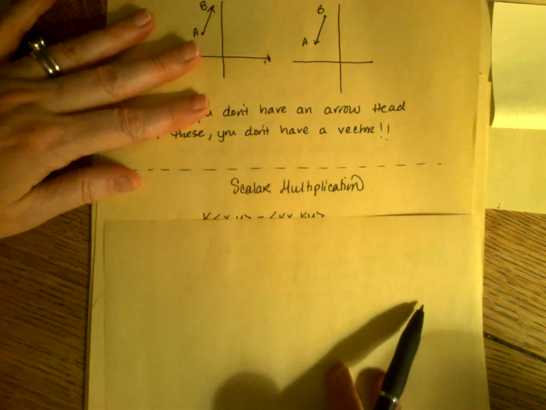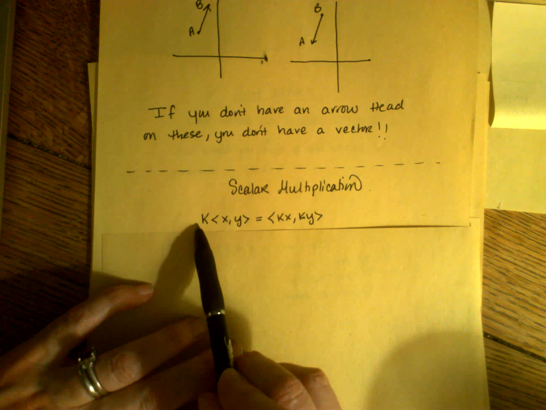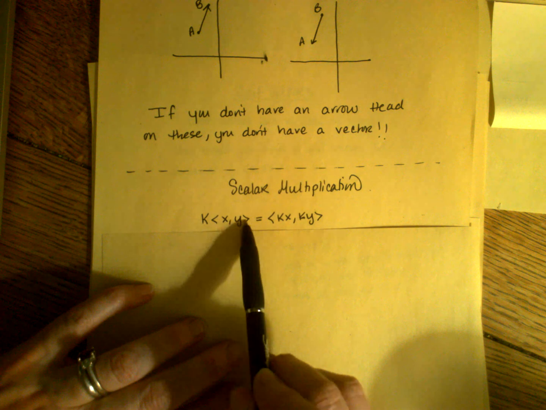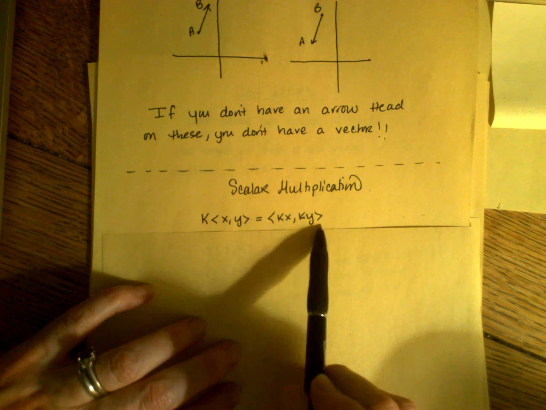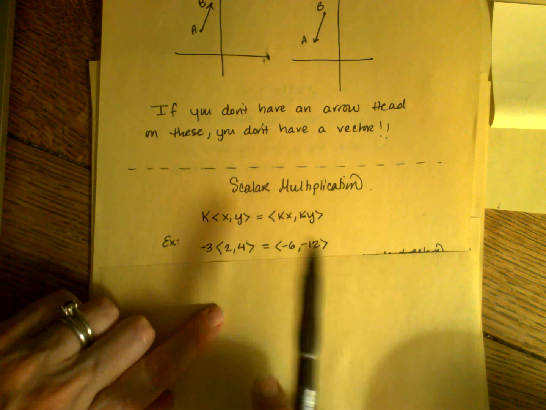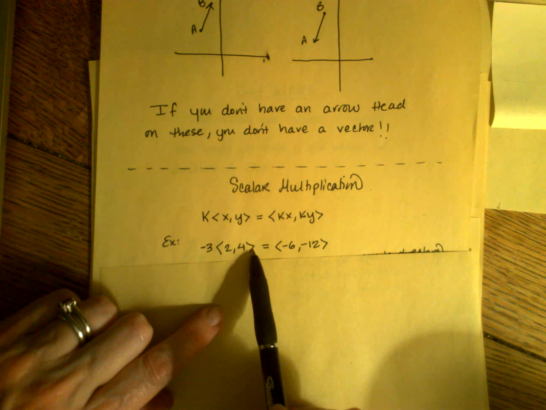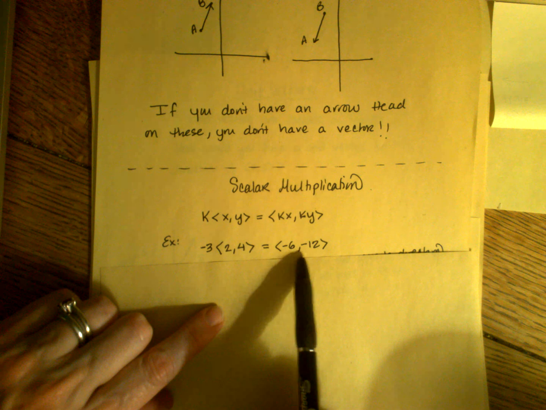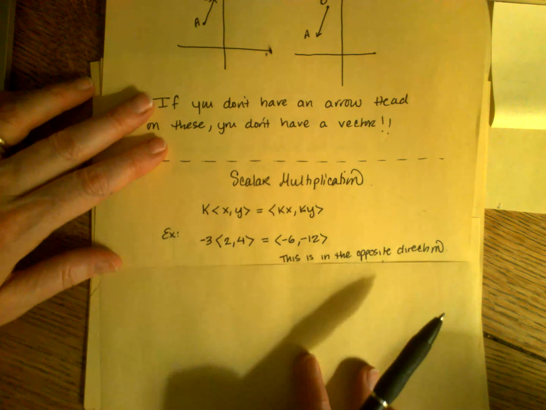Okay, let's talk about scalar multiplication. Scalar multiplication is when you take a vector and you multiply by some number. So k times vector ⟨x, y⟩, I can multiply that k in and I get ⟨kx, ky⟩. Here is an example with that. If I take the vector ⟨2, 4⟩ and I multiply by -3, I'm getting a vector in the opposite direction of vector ⟨2, 4⟩ that's 3 times as long as my original vector. So here it is.